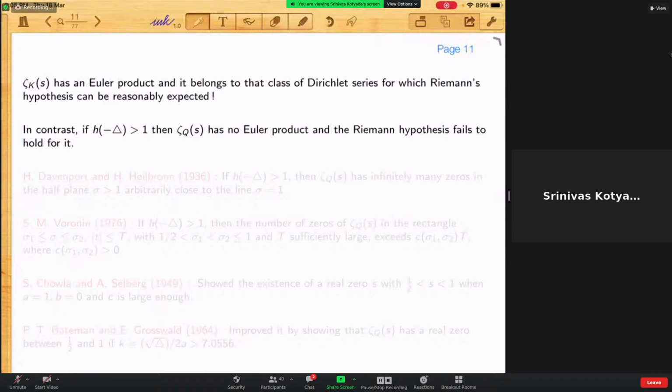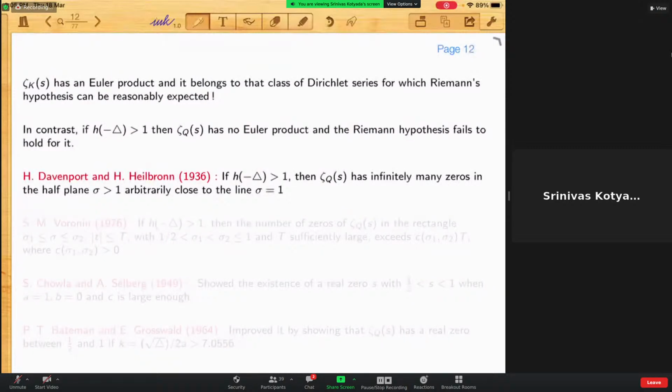However, if the class number of these quadratic forms is bigger than 1, then zeta QS has no Euler product. In this talk I will only talk about positive definite integral quadratic forms, so when I say quadratic form, I mean this one. And the Riemann hypothesis fails to hold for it.